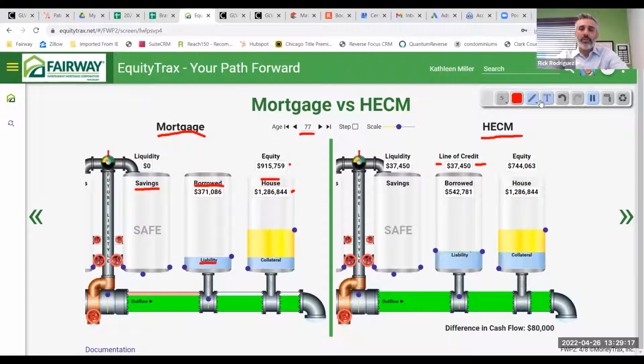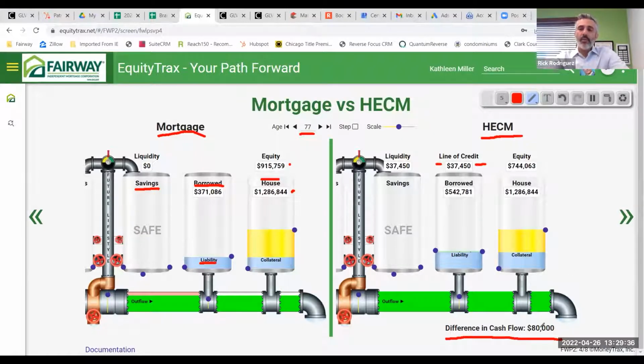And also, if you notice down here, this difference in cash flow, and what this represents down here, this is how much this individual has saved in mortgage payments up to this point. We're right now at the age of 77.